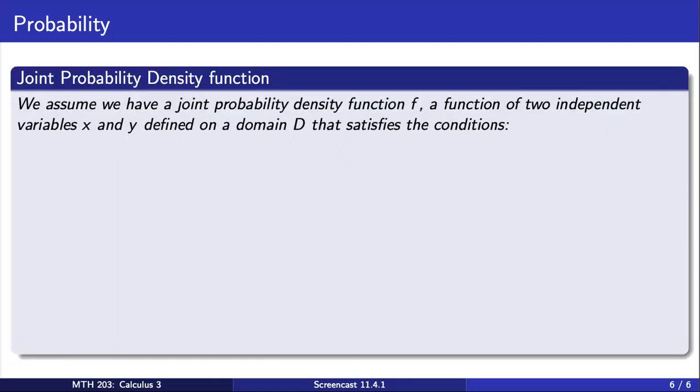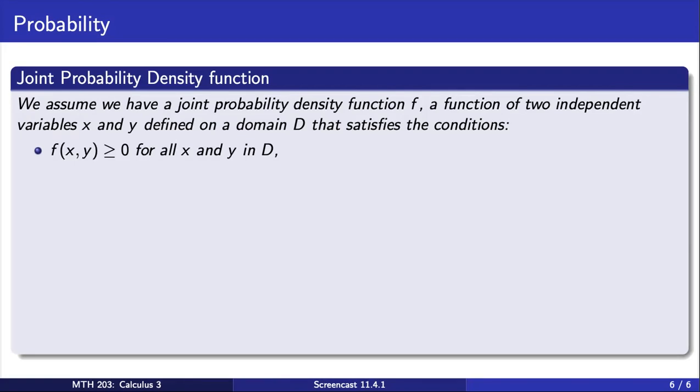We can also use double integrals in applications such as probability. Simply put, a joint probability density function is a function that gives us the probability that some random variables take on a specific value. We assume that we have a joint probability density function f, a function of two independent variables x and y, defined on a domain D that satisfies the following conditions.